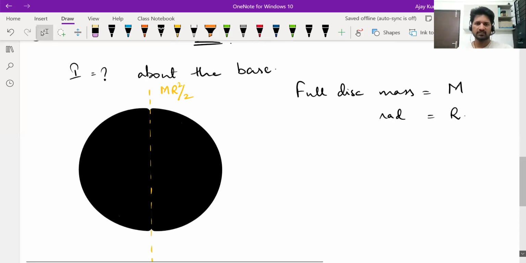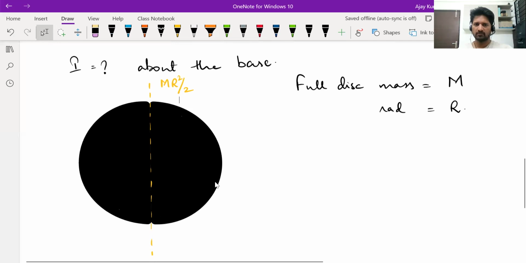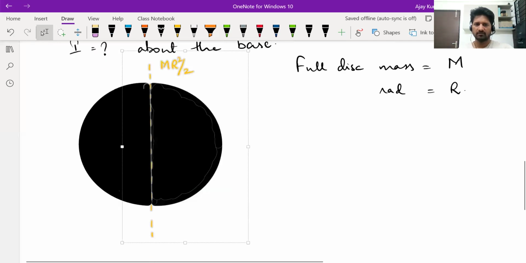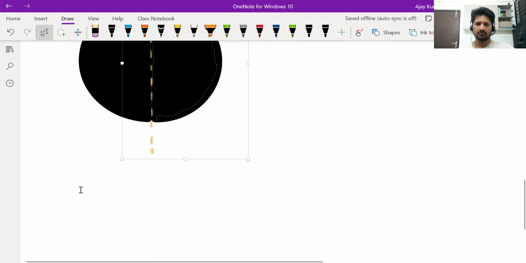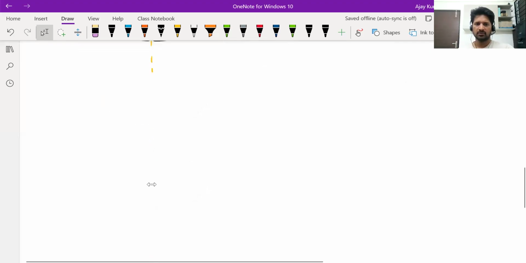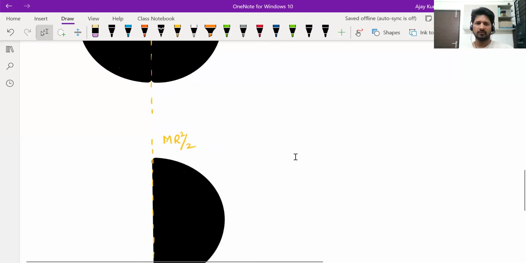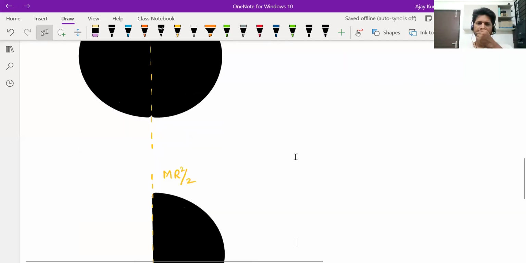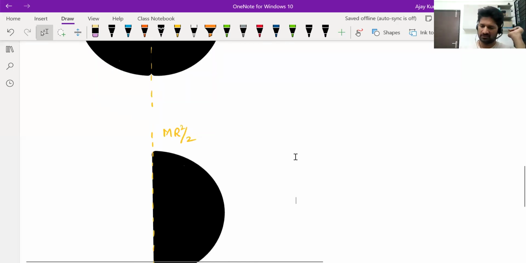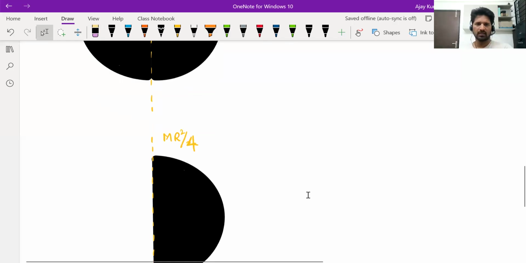If the full disk moment of inertia is mr square by 2, Rishi, tell me, what will the half disk moment of inertia be? This half and that half are distributed in the same manner. So what will this half's moment of inertia be? It should not take that long. It is just half of it: mr square by 4. For the full disk, if it is mr square by 2, with same distribution on both sides, you remove one side, then the other side will contribute mr square by 4, half of mr square by 2.